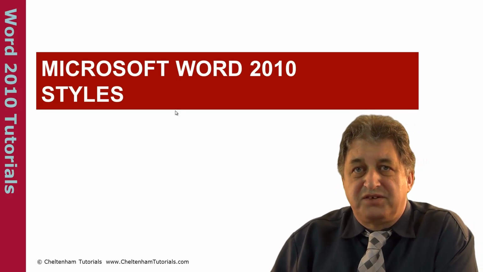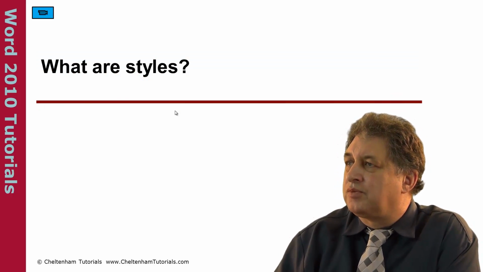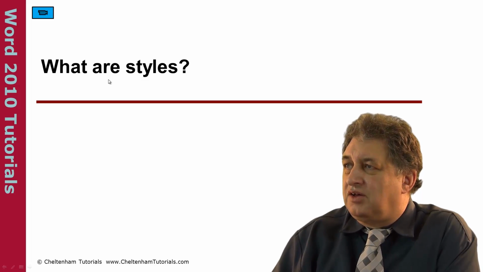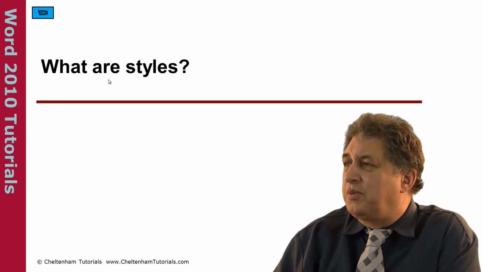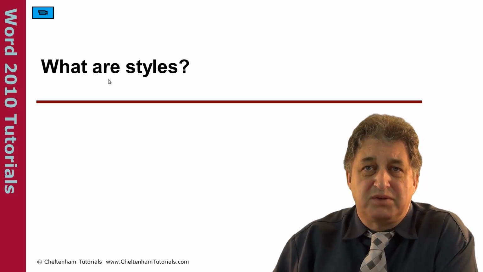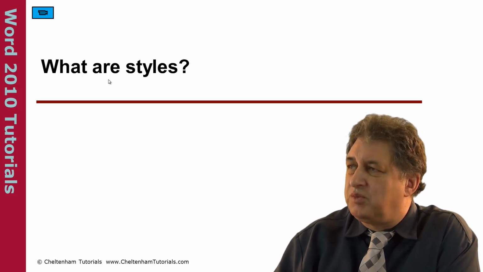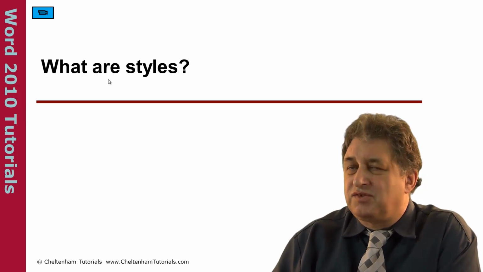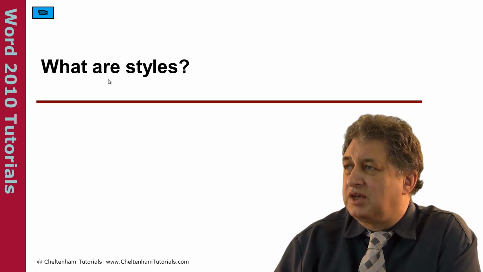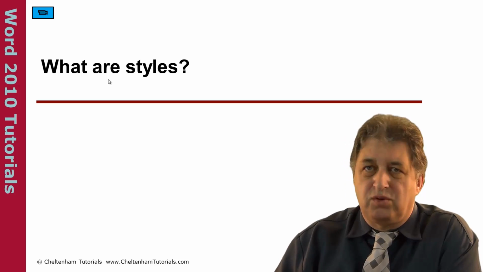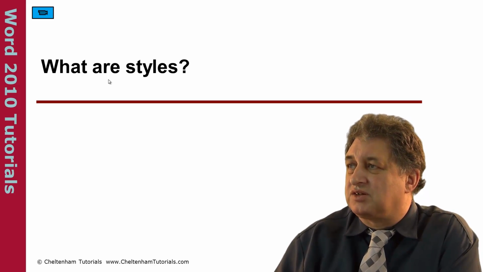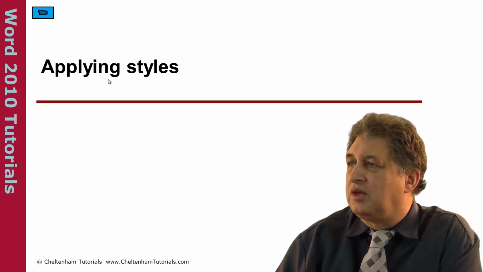Microsoft Word 2010 Styles. What are styles? Styles are basically a collection of formatting information. There's basically two types. There's the normal type, which are paragraph styles, which can contain information about paragraphs and character formatting. And there's also another type called character styles, which basically just contain character formatting.